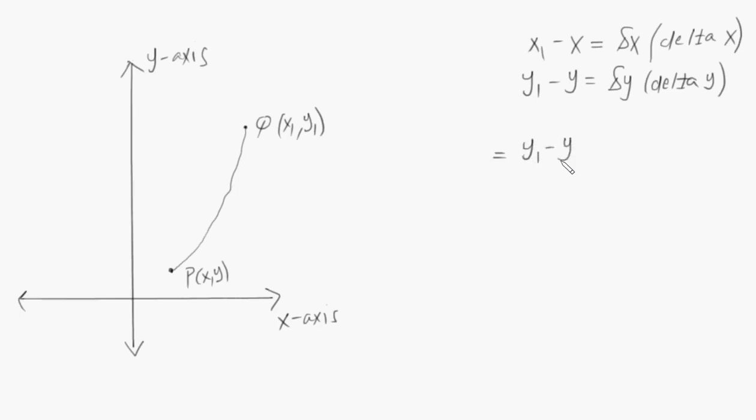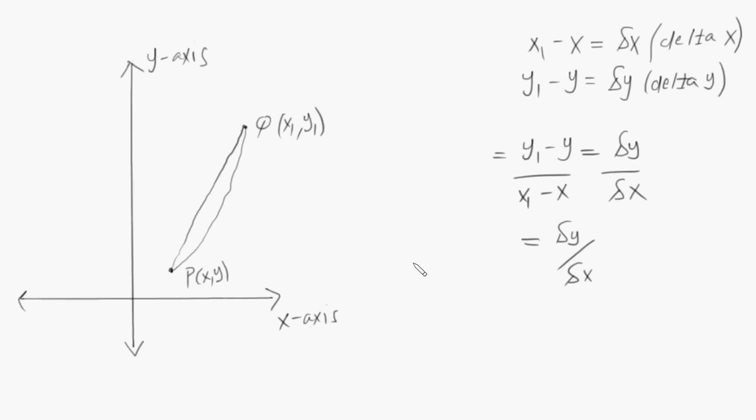So the average rate of change of y as x changes from x to x1 is just equal to y1 minus y over x1 minus x. But what is y1 minus y? It is delta y. And what is x1 minus x? It is delta x. So the average rate of change of y as x changes from x to x1 is delta y over delta x. Now this delta y over delta x is the slope of the straight line PQ.